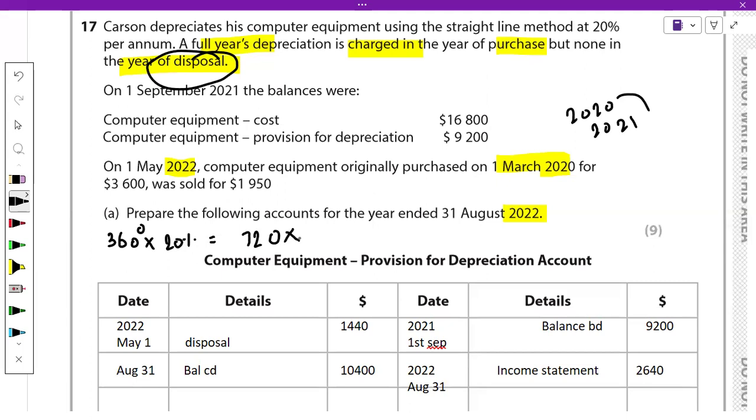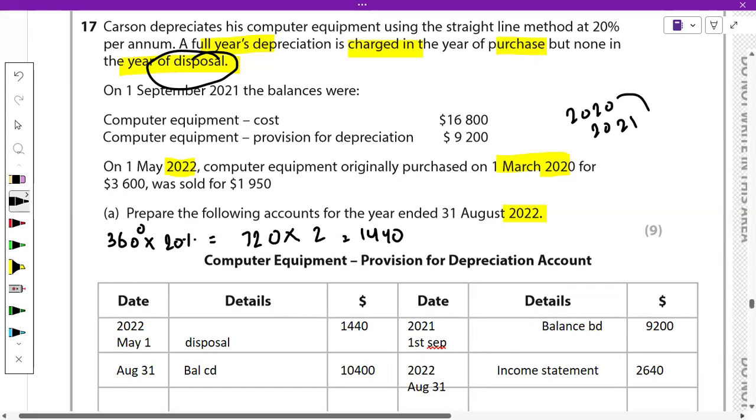So 720 multiply 2, because we are finding out depreciation for 2 years. That's why we have 1440. So it means that in 2 years, this asset has depreciated by 1440. So that means this will be debited, because we have sold it out. That's why we have to decrease its provision. That is why we are debiting it.